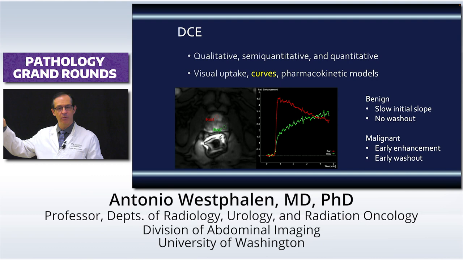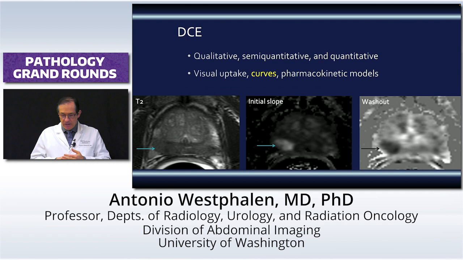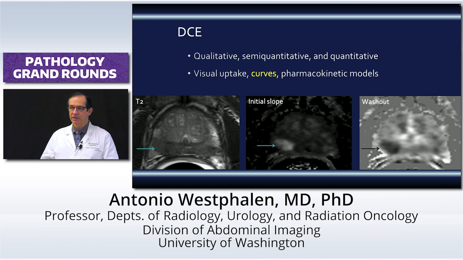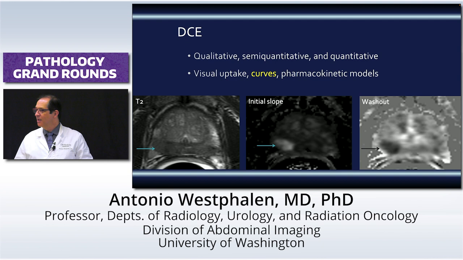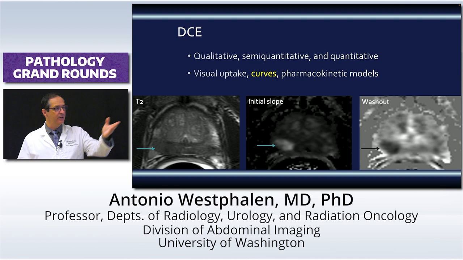And then you have another approach, which is still looking at the time points and the curves, but you can create parametric maps, which is what radiologists really like. Now, we can look at little lines, but we don't find it fun. So you can create a parametric map where you have the initial slope and the washout slope plotted on an image. And that's even easier for us.